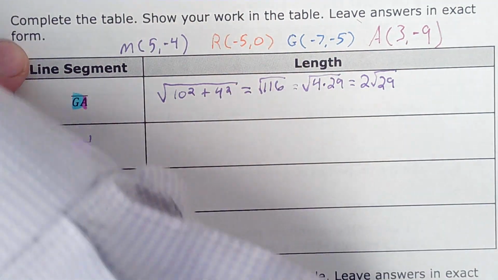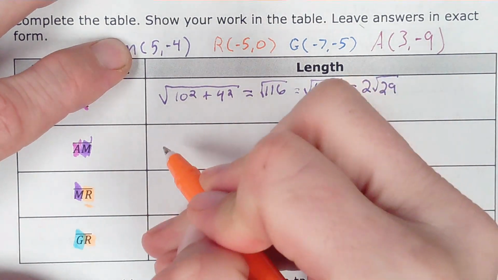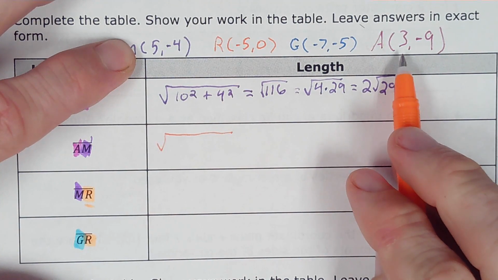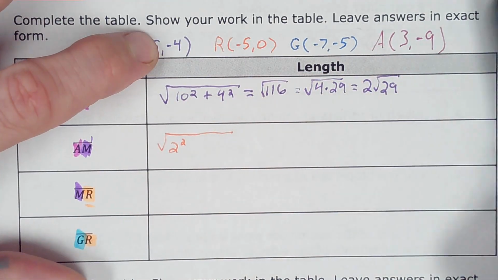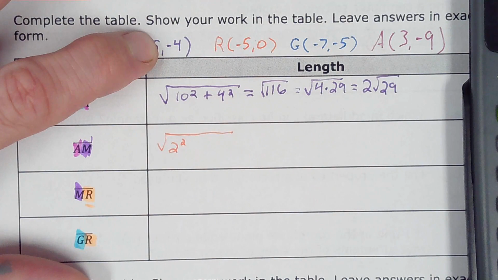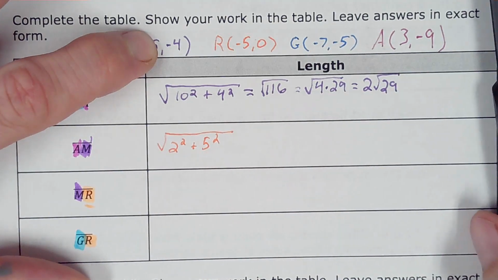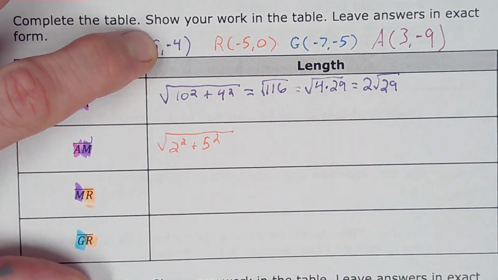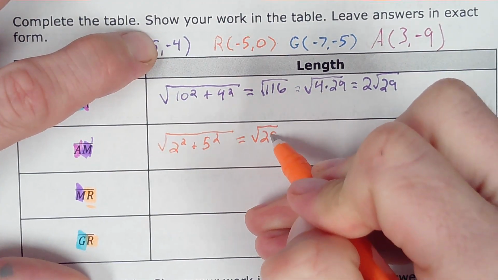All right, now I'm going to change color, because why not? Now AM, so A and M, is going to be the square root of my difference between 3 and 5, which is 2 squared. This is A and M. And then my difference between negative 4 and negative 9 equals 5. So it's going to be 2 squared plus 5 squared, which equals 29. It's going to be the square root of 29. Again, that is a prime number, so I can't really reduce that anymore.